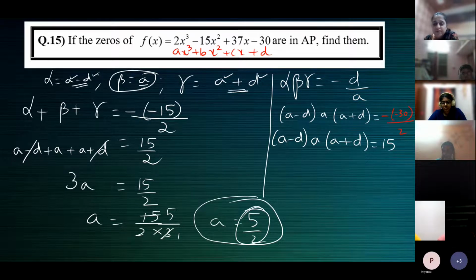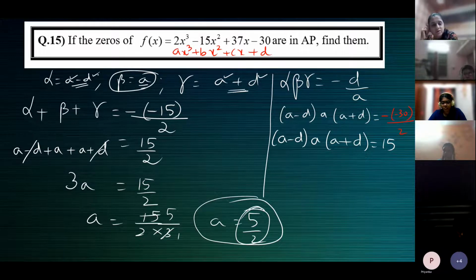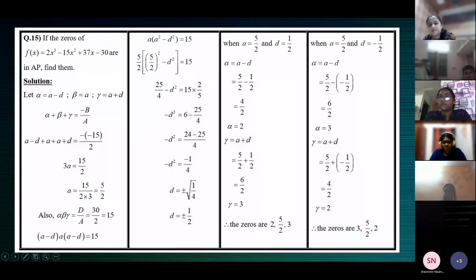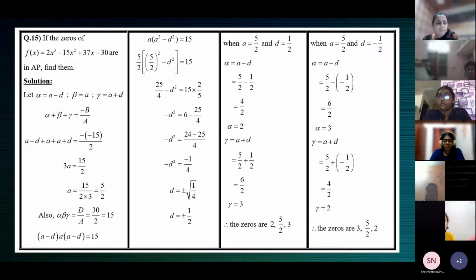But you know A is 5 by 2. So when you substitute that, you can find the value of d. And as I told you, when you know the values of a and d, you can find the three zeros. So you can see the answer on the next slide. So see here, children. Again, don't start writing. This class you'll only be taking screenshots and complete it by the weekend.